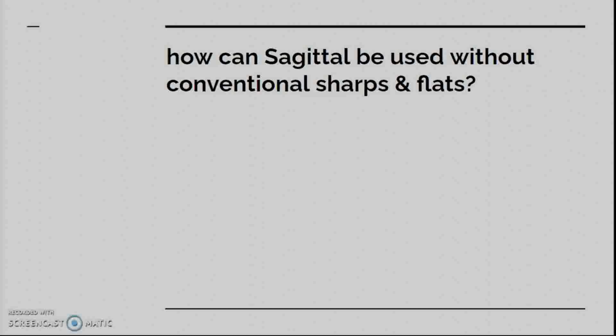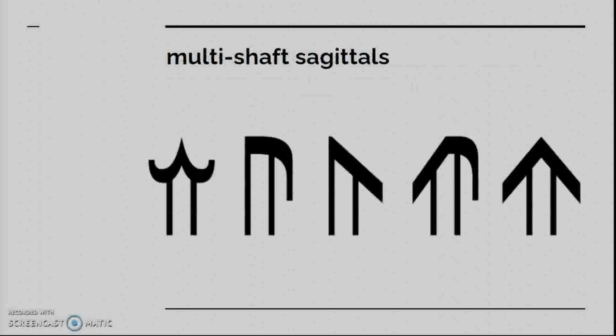The first big question we're going to answer here is, how can sagittal be used in a way without conventional sharps and flats? The answer is multi-shaft symbols. With this answer, we simultaneously answer a different question that was posed earlier, but had its answer deferred. That question being, what are the other Spartan symbols? Yes, these 5 new symbols are in the Spartan sets too. I didn't show them to you earlier because at that time I was just trying to show you the minimum amount of information to start basically using sagittal.